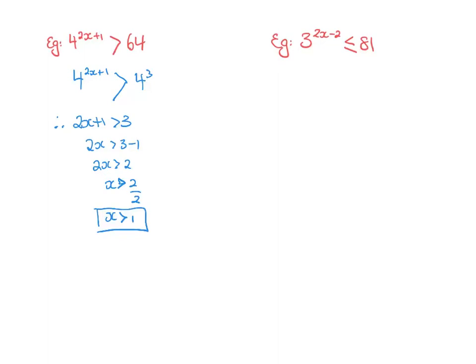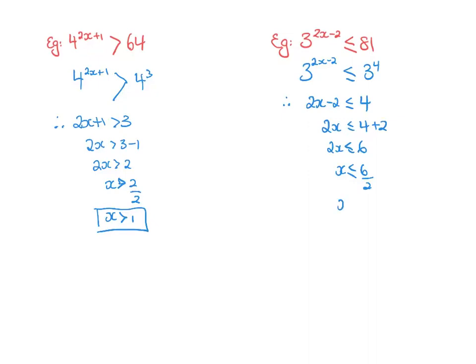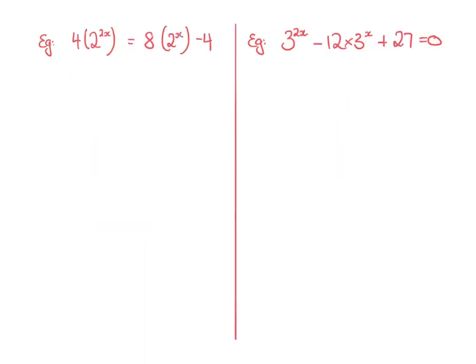So with this other example, let's get them to match bases. And 81 is actually 3 to the power of 4. So therefore I can say 2x minus 2 is less than or equal to 4. So let's keep solving. So it's 4 plus 2, so 2x is less than or equal to 6, and x is less than or equal to 6 divided by 2, so x is less than or equal to 3, and that's the answer.